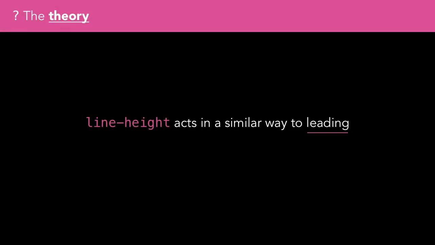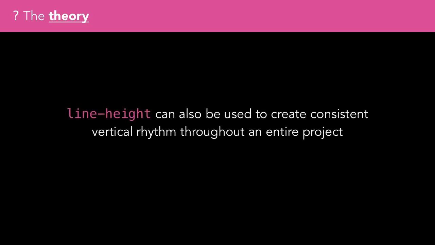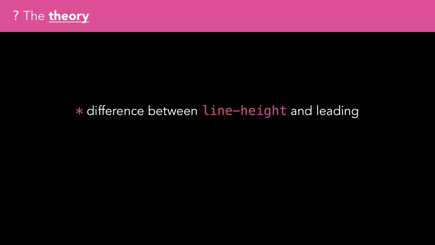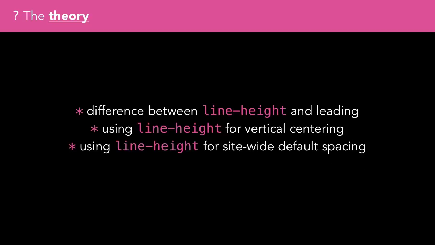The CSS line height property behaves in a similar way to leading in print design. It allows us to control the spacing between lines in paragraphs, headings, and other text elements. Line height can also be used as a base to create consistent vertical rhythm and spacing throughout an entire project. In this episode, we'll look at the difference between line height and leading, using line height for vertical alignment, and using the value of line height to set up a site-wide default spacing.